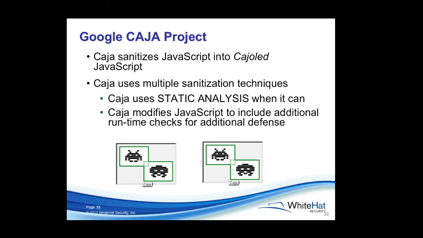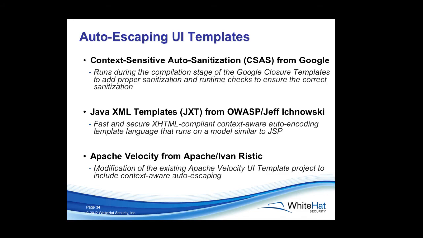So, and then the second piece of Caja is that it modifies JavaScript on the client to include additional runtime checks for additional defense. Again, this is a huge, massive, heavy lifting project, but it's the kind of defense we need to make it easy on the developer to stop cross-site scripting. We have a different technique out there called auto-escaping templates, and these aren't ready for prime time yet, but I see a lot of work being done that really gives me hope that we're going to give tools to developers which automatically stop cross-site scripting.